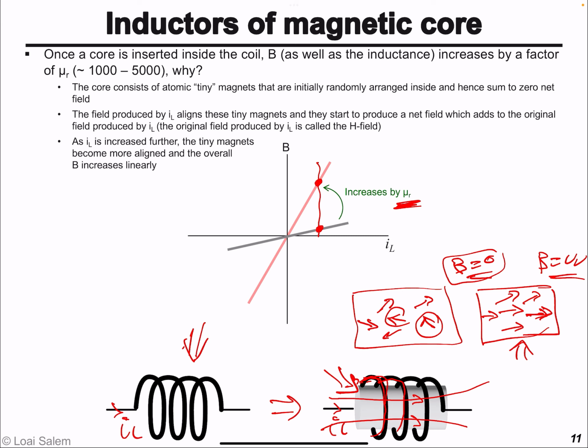Okay, so that's why ferromagnetic material is able to boost the inductance of a coil for the same volume size and geometry, by a factor mu r, the relative permeability of the core material, that ranges between 1000 to 5000 times.